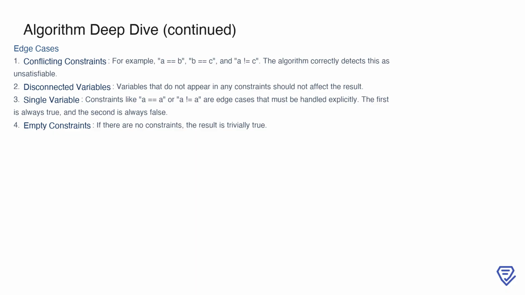The first is always true since a variable is inherently equal to itself, while the second is always false because a variable cannot be unequal to itself. Finally, if there are no constraints at all, the result is trivially true since there is nothing to satisfy. Properly handling these edge cases ensures the robustness of the solution in all scenarios.